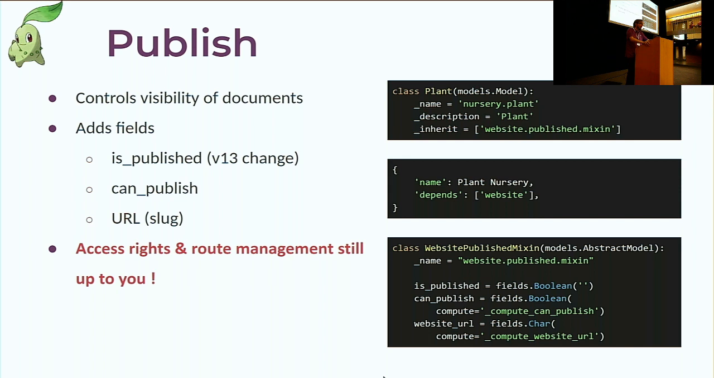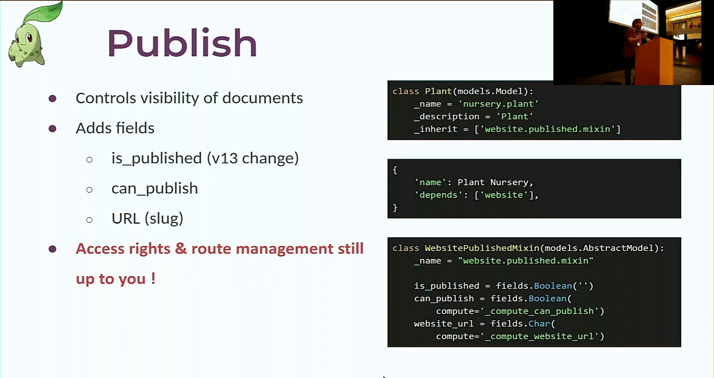Its purpose is to control whether a document is available on the front end or only to internal people. It's available with the website module, and you just have to inherit from the website published Mixin. It defines basically 3 fields, as you can see. Is published, which is the flag that tells whether the record is published or not. The can publish, which says who can change this flag. The default behavior is that website publisher, so people working with website, can change this flag. And the website URL.